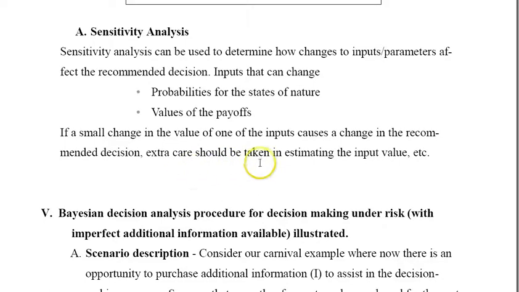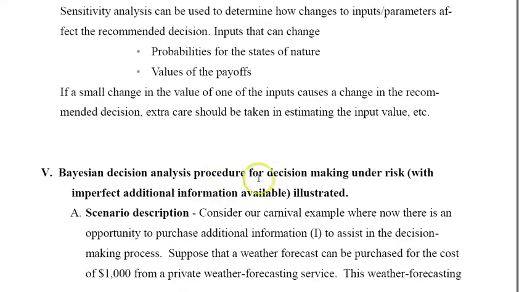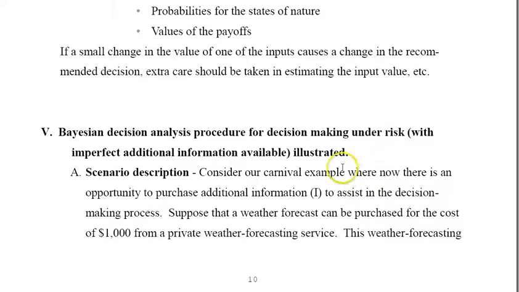Now I'm going to talk about Bayesian decision analysis for decision making under risk. Now we said the expected value is $3,000, and we can make 2,600 more on average if we had a crystal ball. Typically we don't have a crystal ball, but we can have other alternatives, sometimes called additional sampling or getting extra information for a price. So let's consider one of these scenarios.